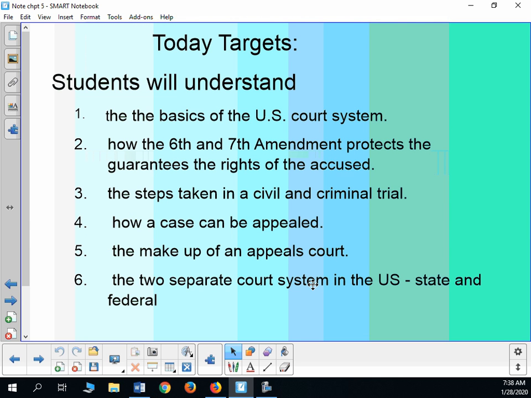So our targets are these, and please add these to your notes. Students will understand the basics of the U.S. court system. They will understand how the Sixth and Seventh Amendment protects and guarantees the rights of the accused, the steps taken in a civil and a criminal trial, how a case can be appealed, the makeup of an appeals court, and then the two separate court systems in the U.S., which are the state and the federal.